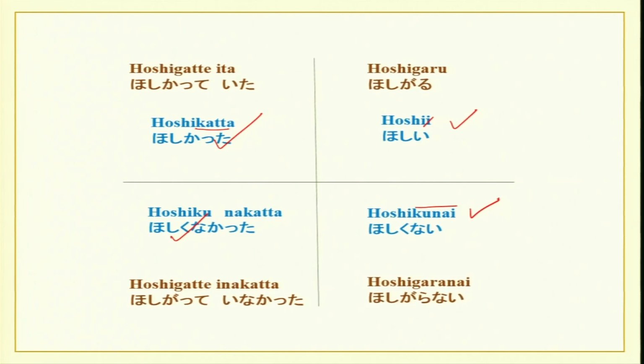Now, you also have Hoshigaru, Hoshigaranai, Hoshigatte ita and Hoshigatte inakatta. Now, one thing you need to be very clear about is that the forms are there, but they are not used. This one is used more, Hoshi desu and Hoshigatte ita.